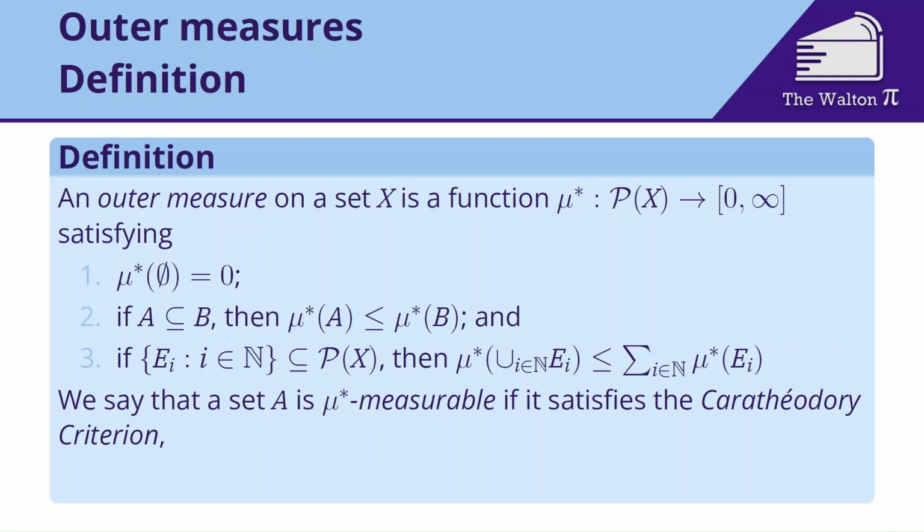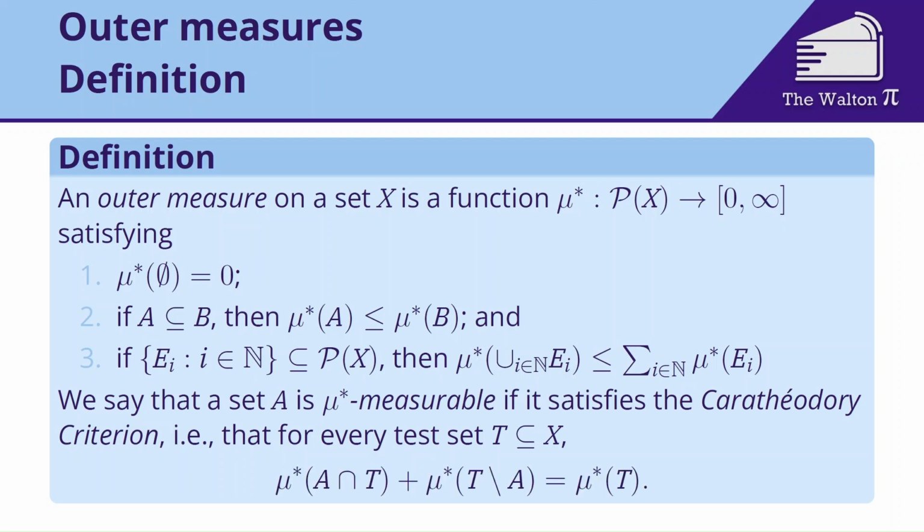Okay, so we say that a set A is mu star measurable if it satisfies the Carathéodory criterion, namely that for every test set T in our power set of X, mu star of A intersect T plus mu star of T set subtraction A is equal to mu star of T. So this is a lot to take in.